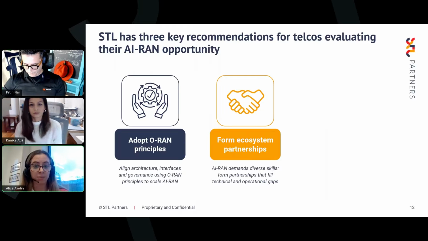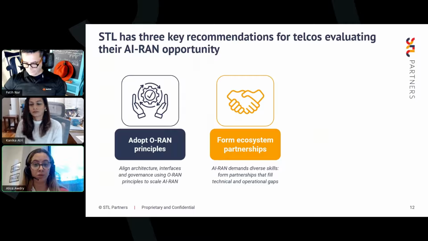Secondly, the formation of ecosystem partnerships is really important, and operators cannot do this alone. When you adopt O-RAN style principles, it becomes much easier to bring in partners that can plug those technical and operational gaps, because everyone can meet around standard interfaces rather than bespoke integrations.